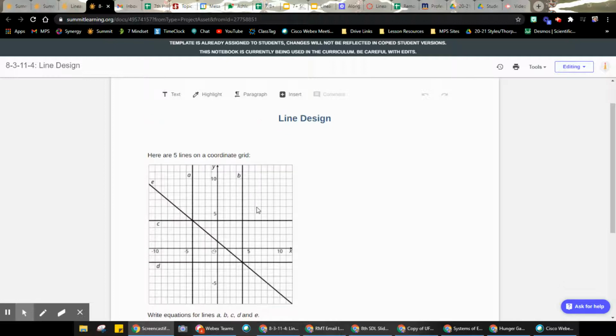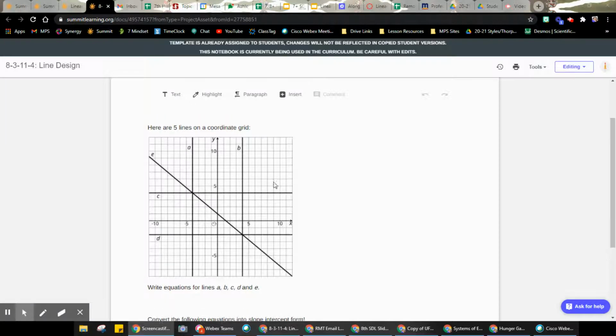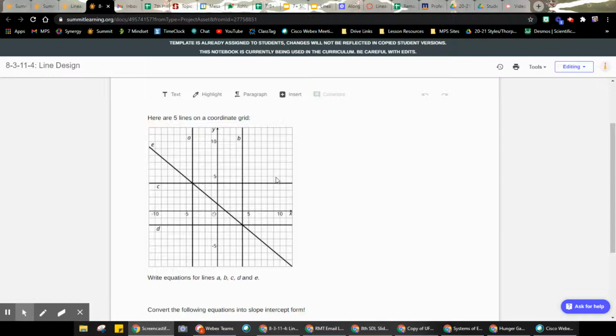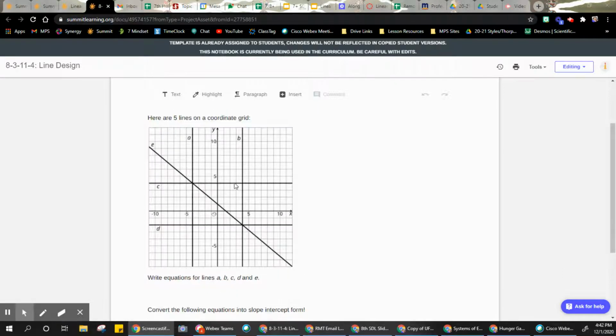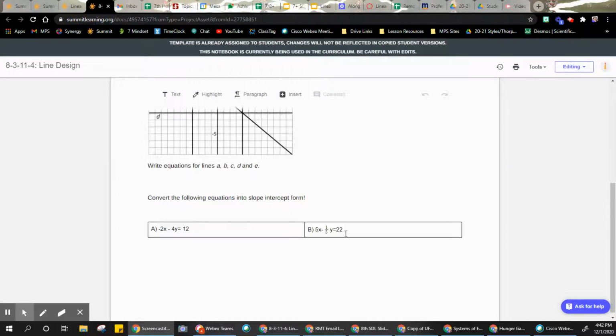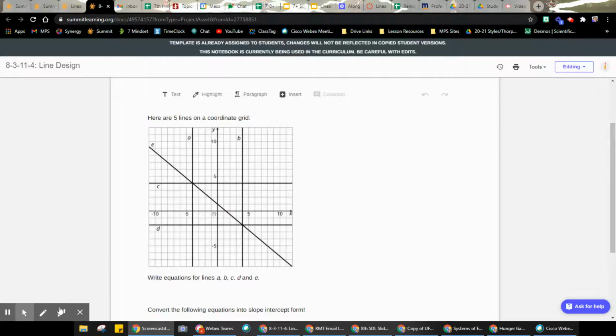All right, guys, we're going to go ahead and get started now on checkpoint 9 of the linear relationships unit. This one is called line design. And there's two different things I want you to do for it. First, I want you to identify the equation for each of the lines on the graph, write what their line is, and then change these from standard form into slope intercept form. So I'm going to go ahead and start here by finding the equations for my lines.